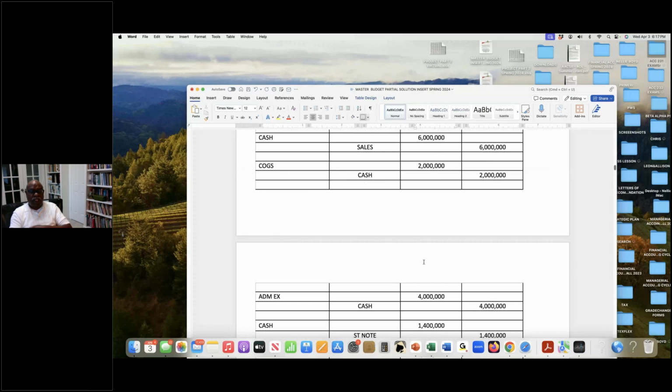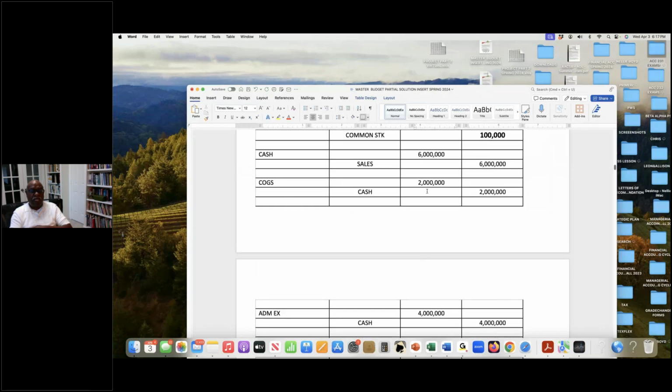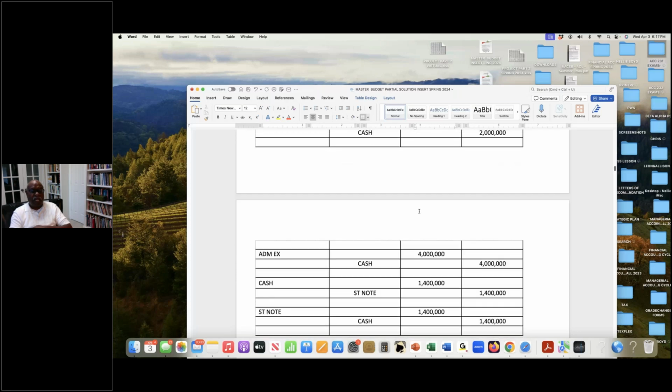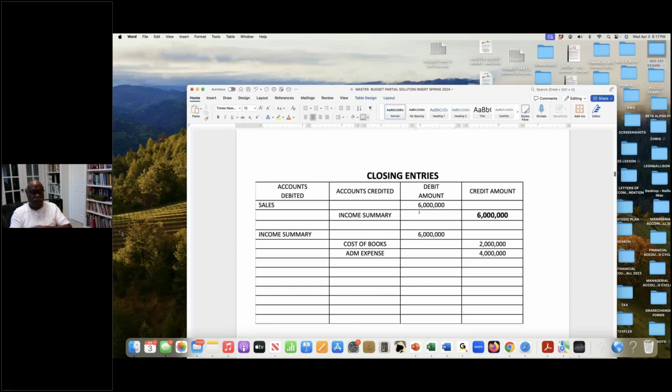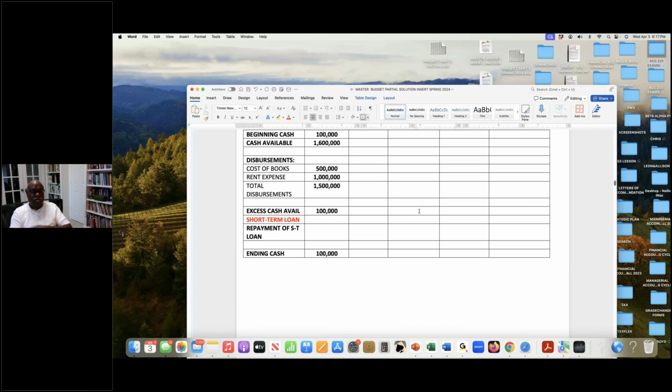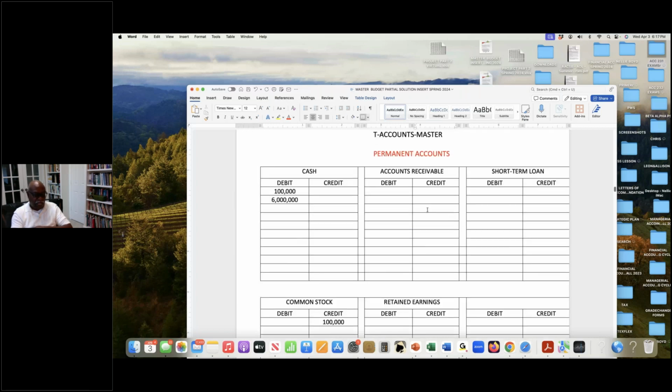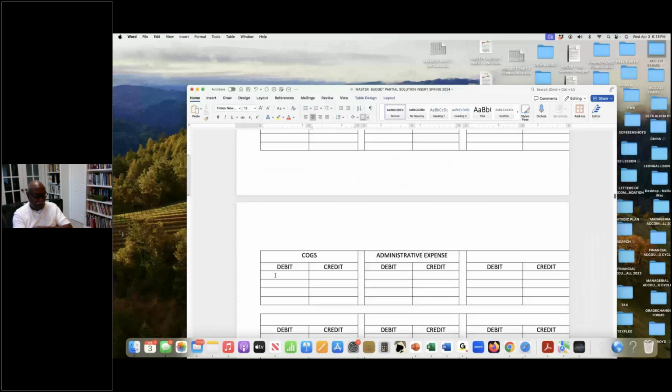Then we bought the books for 2 million. We debited cost of goods sold and credited cash for 2 million. So let's go post that. So we're crediting cash for 2 million. We're debiting cost of goods sold for 2 million.